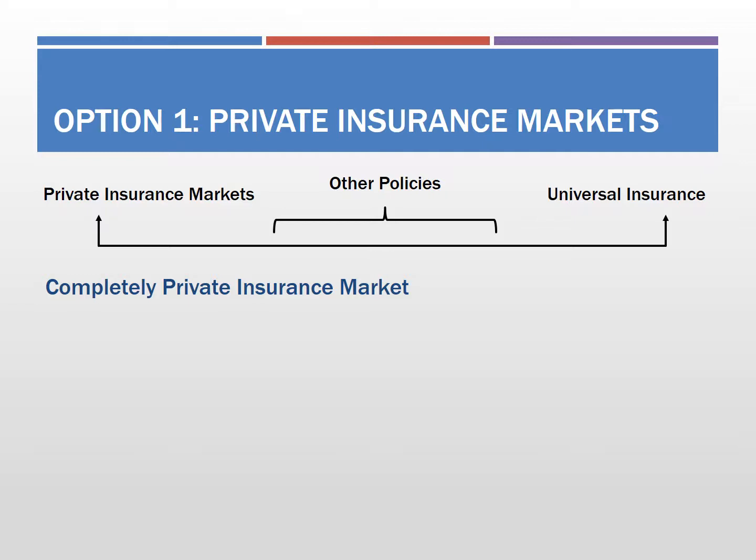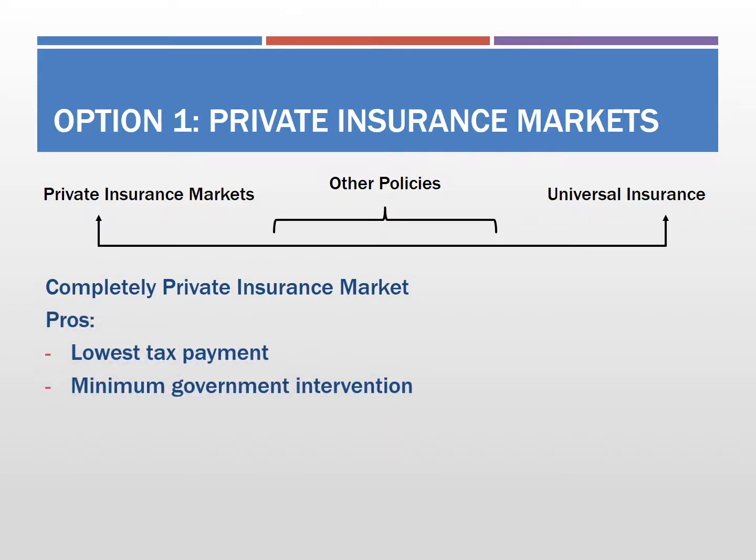In the case of option one, where a private insurance market is implemented in the country, the pros of this type of policy are that the government plays a very minimal role in the insurance market. There is no additional cost to the government, which means they can keep taxes very, very low for citizens. Also, there is minimal government intervention, since the government is not taking any actions in the markets, so there is no intervention that might potentially affect the equilibrium of the markets.